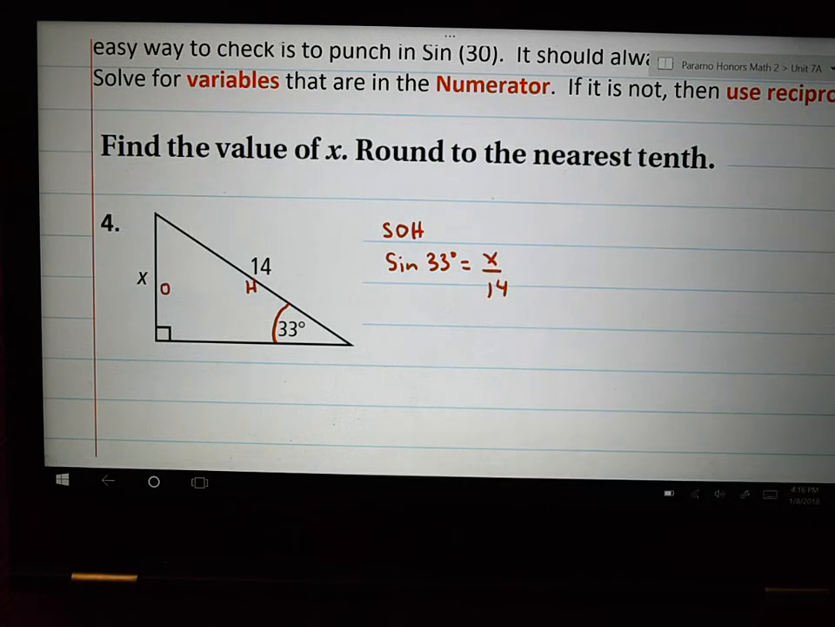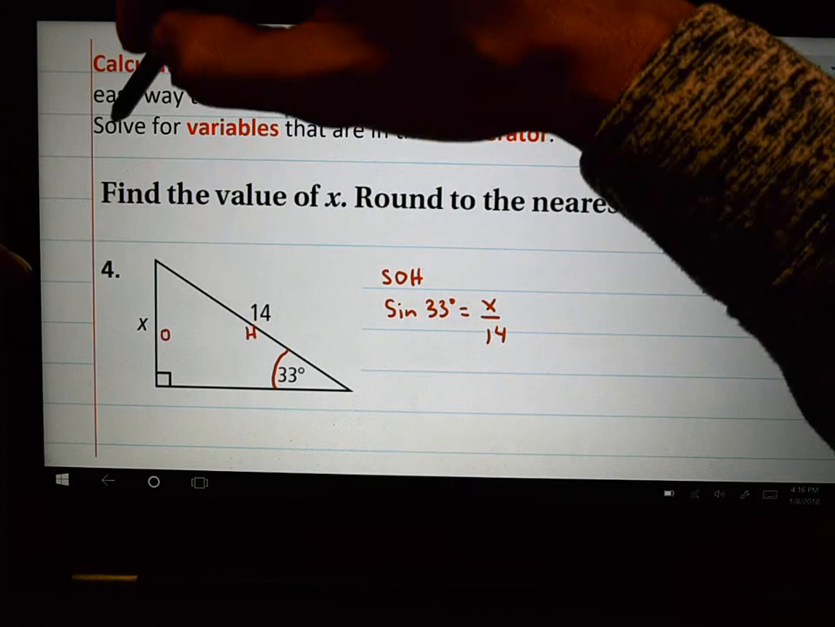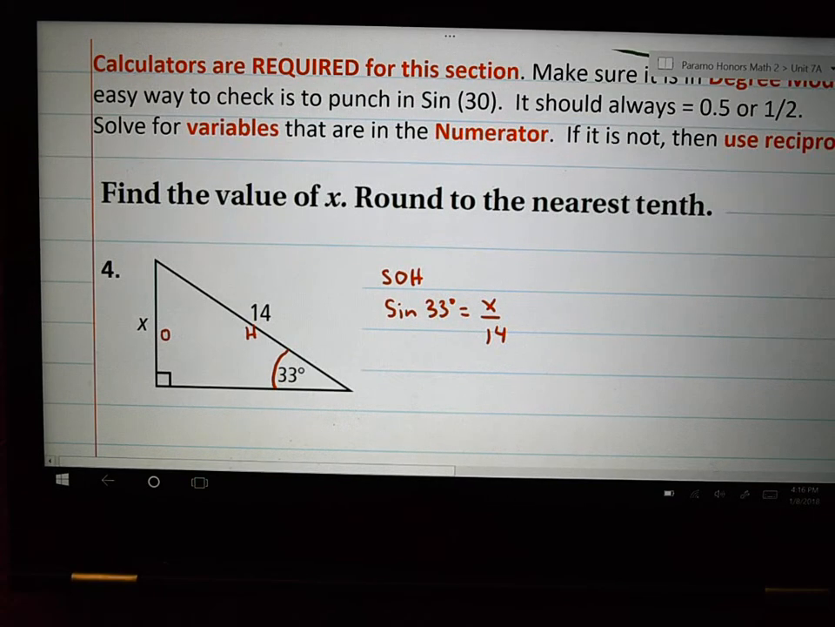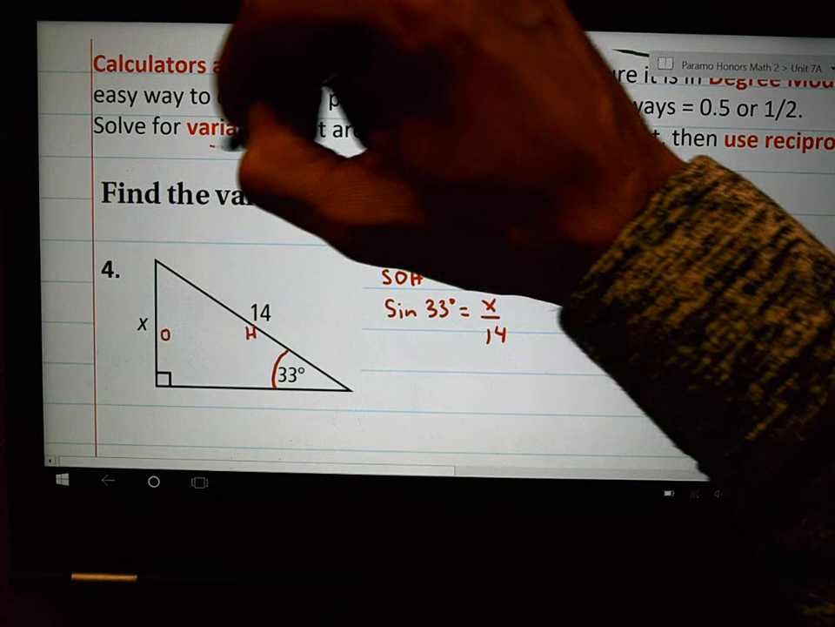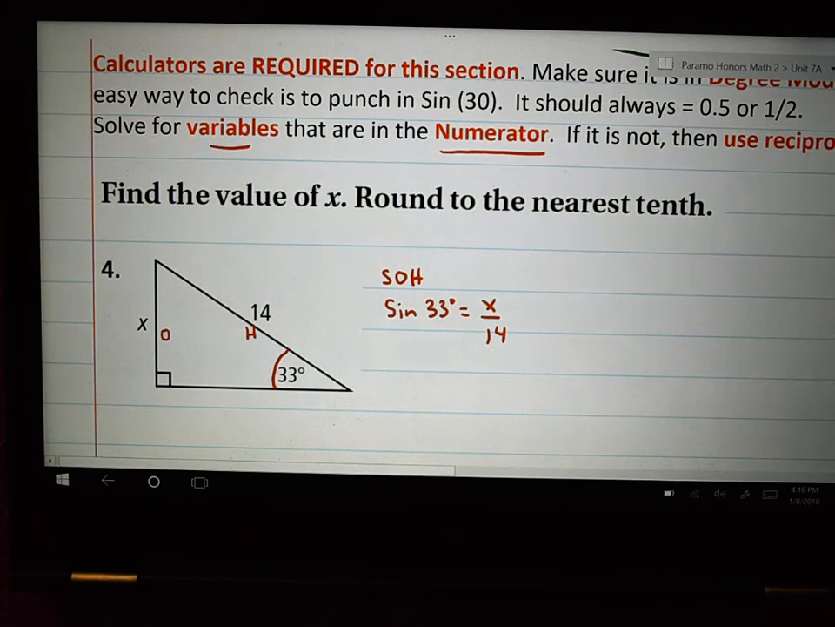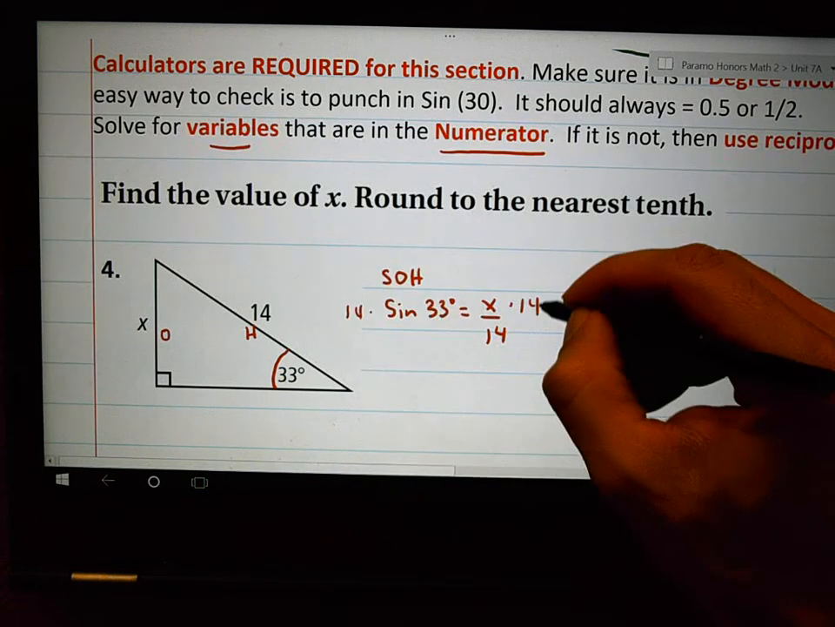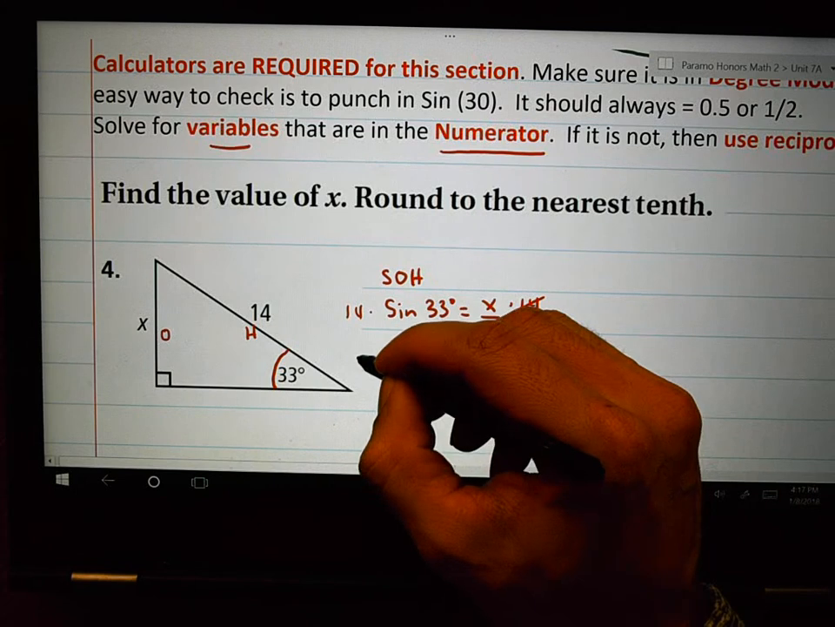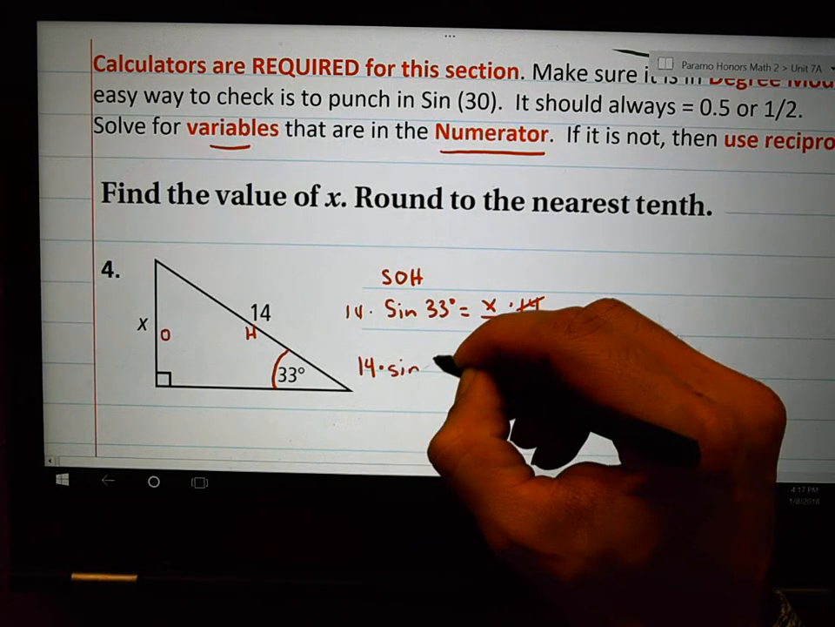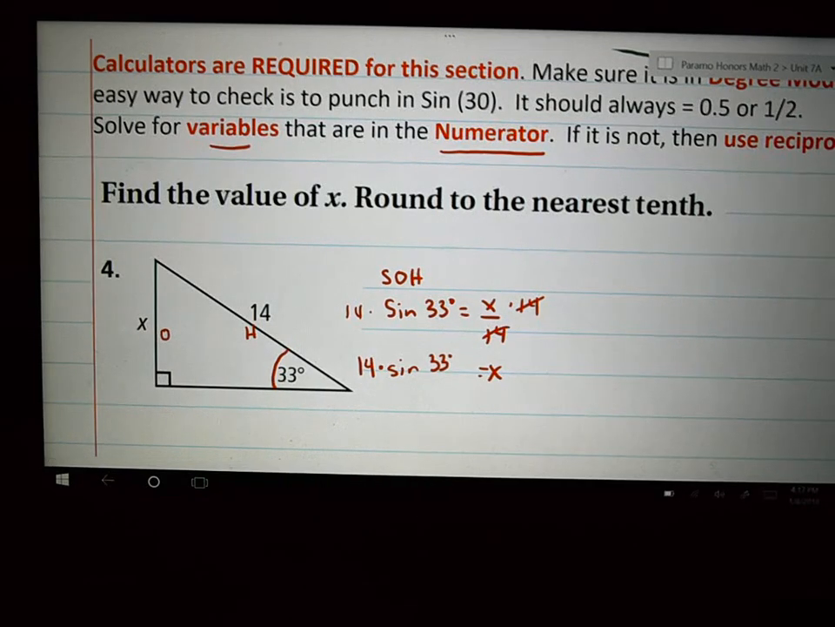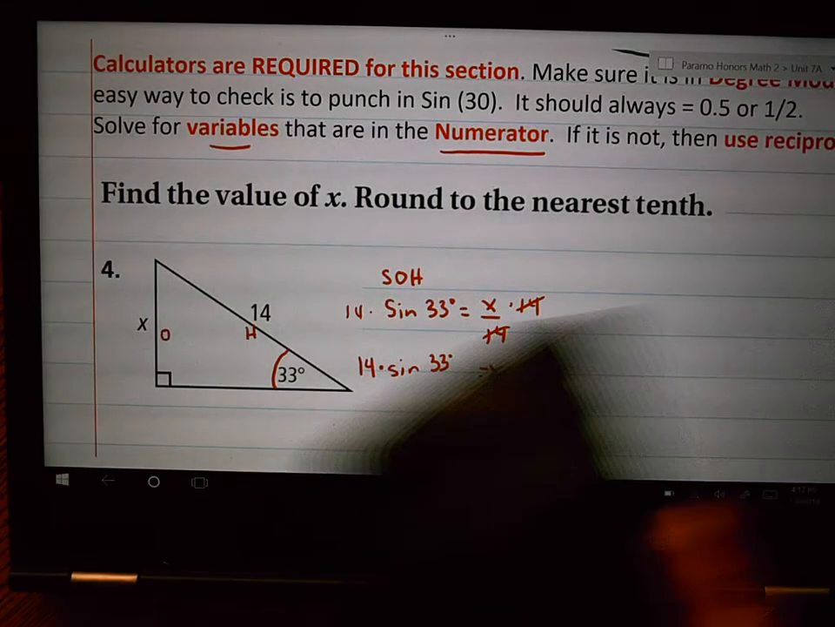And so now, that's step 3 that you have in your notes. It's right here. Solve for variables that are in the numerator. Is your variable in the numerator? My variable's in the numerator. Perfect. What's the opposite of divided by 14? Times by 14. So guess what X is equal to? It's equal to 14 times the sine of 33 degrees. Well, guess what that does? That is something we can punch into our calculator.